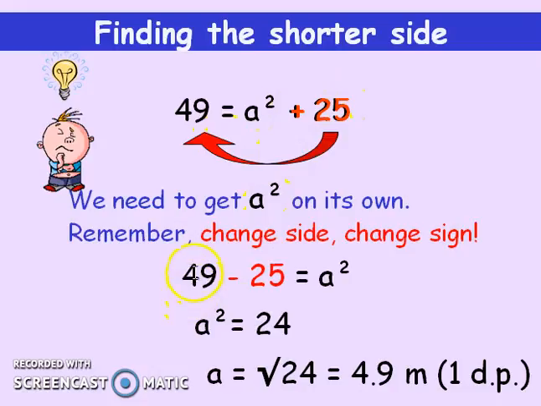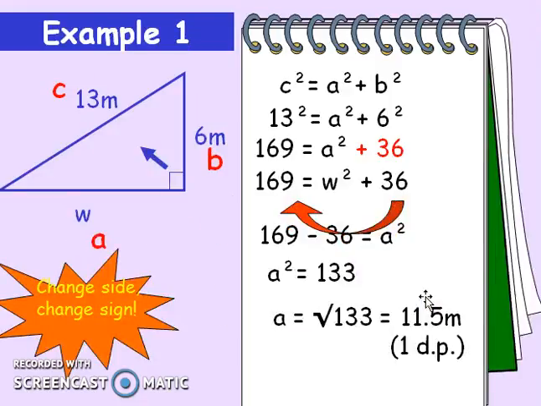Right now, 49. Change the side, change sign. So from the positive 25, it will be negative 25 equals A squared. So we will get A squared equals 24, and A will be the square root of 24 equals 4.9 meters with 1 decimal place. Okay, the last one is the example for finding the shorter side.